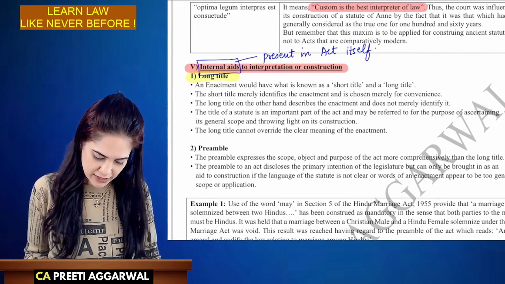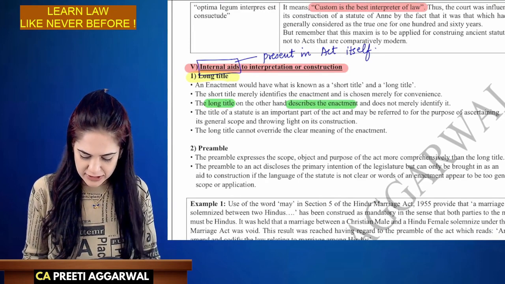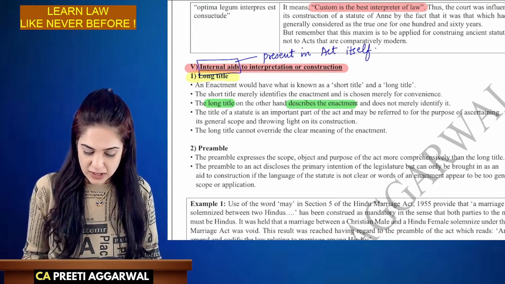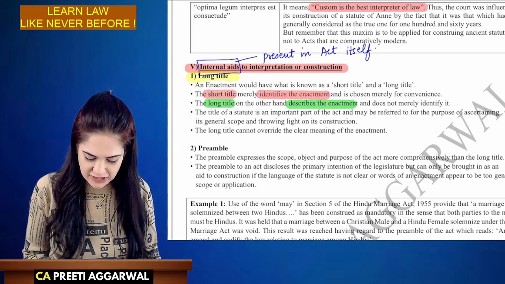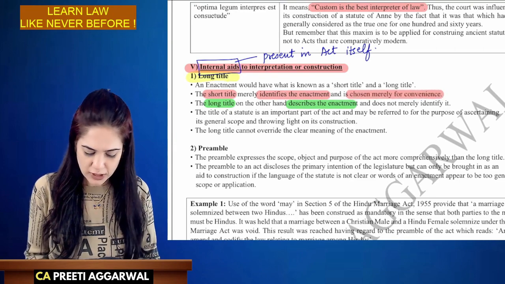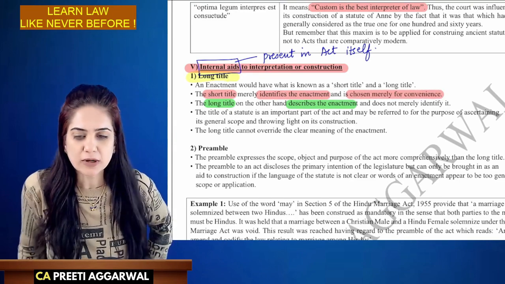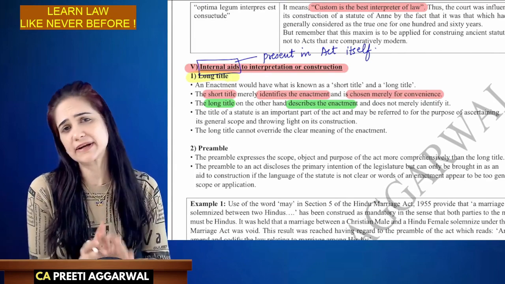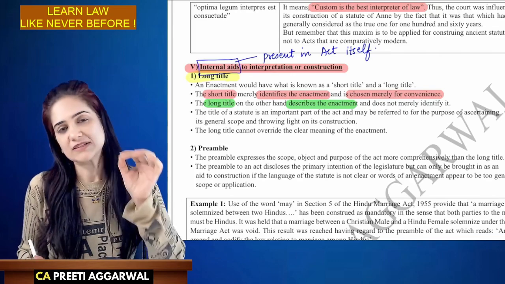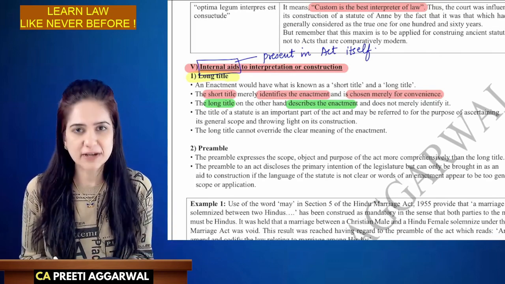Long title, highlight: long title describes the enactment. It does not merely identify, whereas short title merely identifies the enactment. It is chosen for convenience. So if you read the Companies Act, the long title says that this is an act to amend and consolidate the law relating to companies, whereas the short title will say that this is the Companies Act. See how it just identifies it.